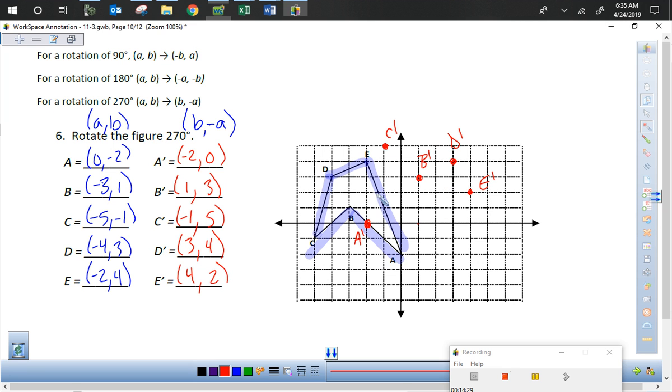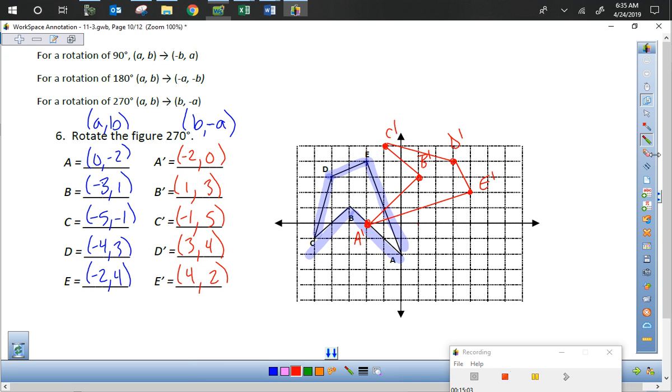Now again, this is just a clutter of points right now. To connect them, pay close attention to the order they were in originally. Okay, so it went A, B, C, D, E. It's not always alphabetical order, so do pay attention to your original picture. And that's how we'll connect them for the second one. So A goes to B, then to C, then to D, then E, and back to A.